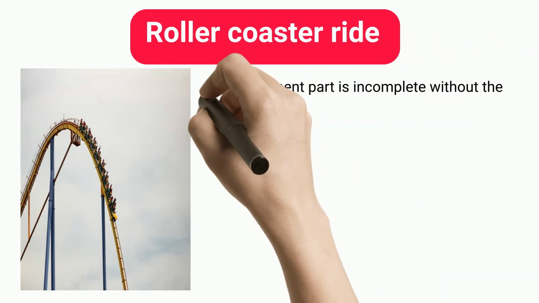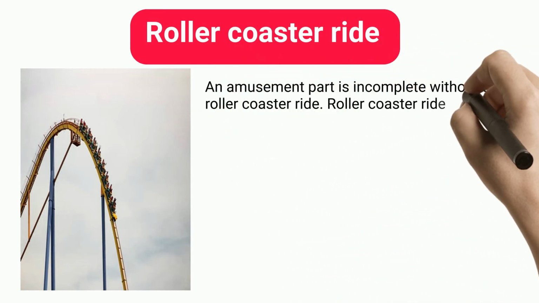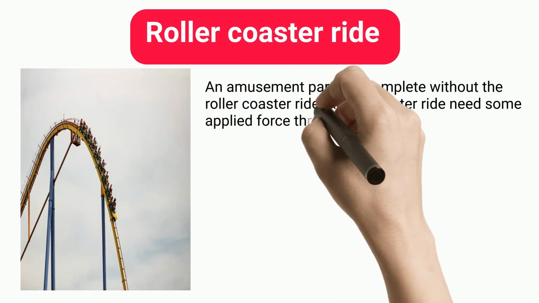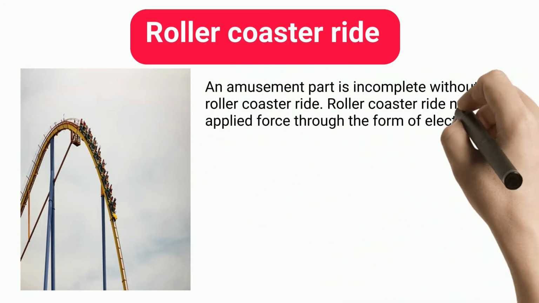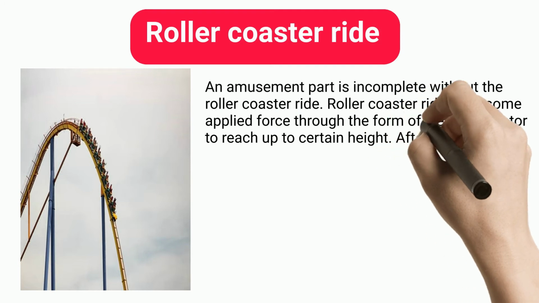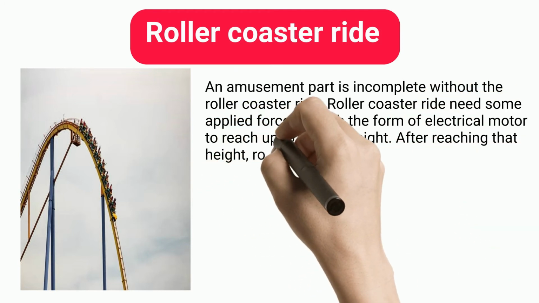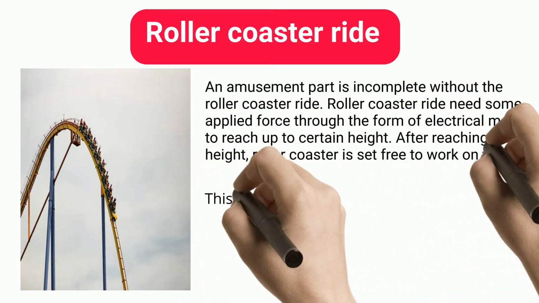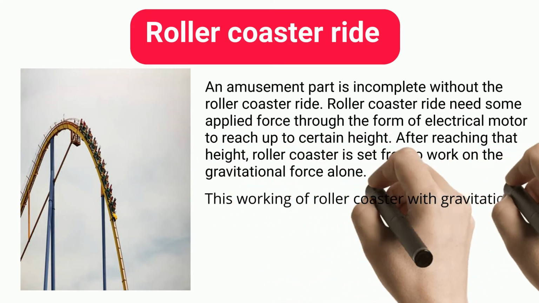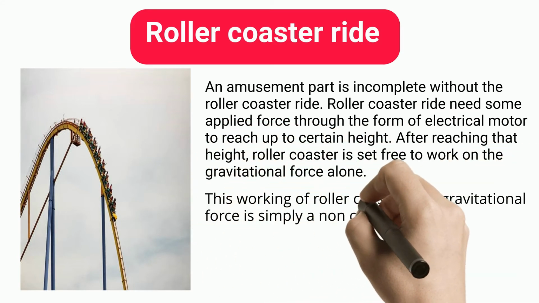Roller coaster ride. An amusement park is incomplete without the roller coaster ride. A roller coaster ride needs some applied force in the form of an electrical motor to reach up to a certain height. After reaching that height, the roller coaster is set free to work on the gravitational force alone. This working of the roller coaster with gravitational force is simply a non-contact force.